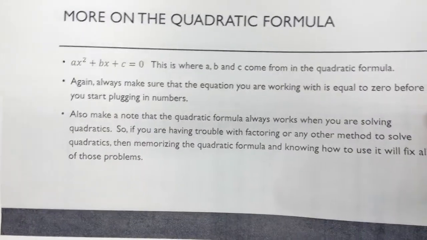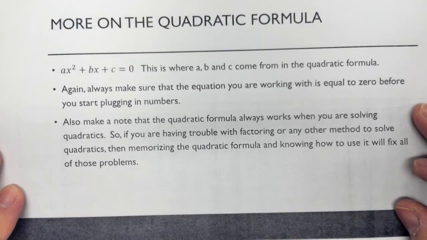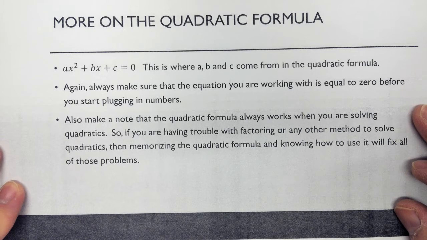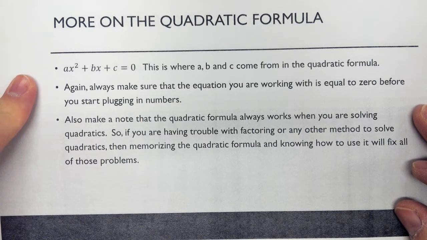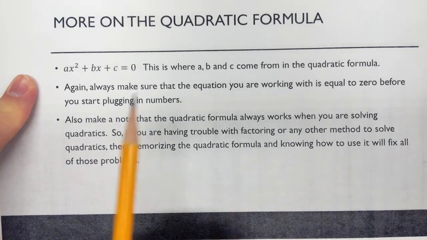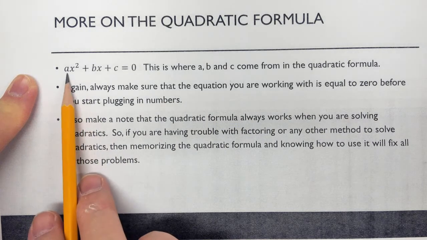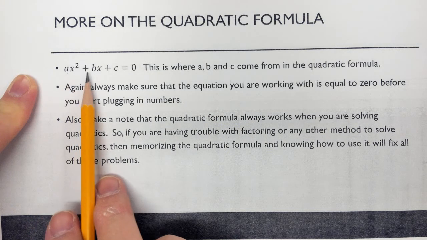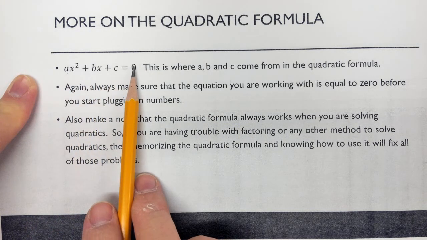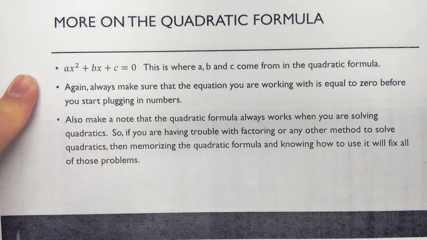Not doing an example yet. Hold on. There we go. Pages stuck together. Okay. So this is where we get the pieces for the quadratic formula. ax squared plus bx plus c equals 0. That's where the a, b, and c come from in the quadratic formula.